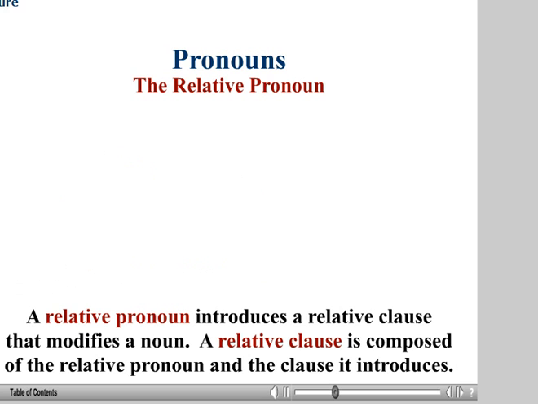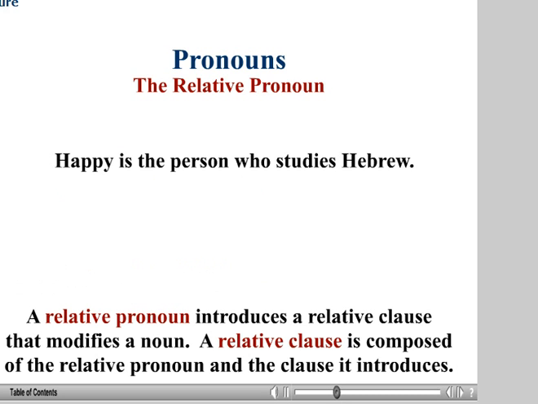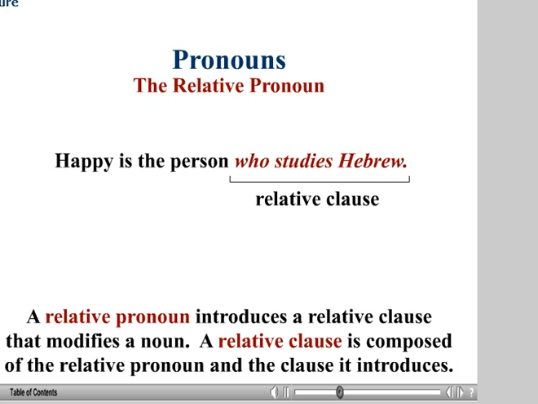Consider this example in English. In the sentence, happy is the person who studies Hebrew, the clause who studies Hebrew is a relative clause modifying the noun person. In this example, who is the relative pronoun.